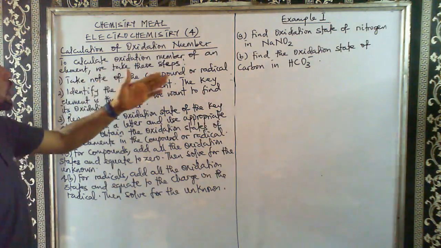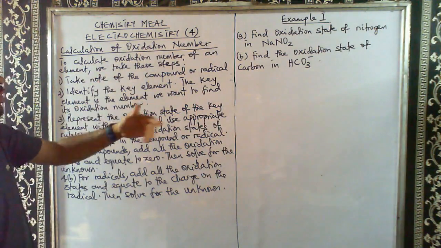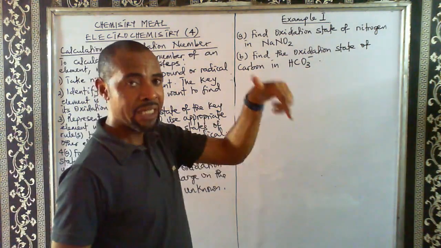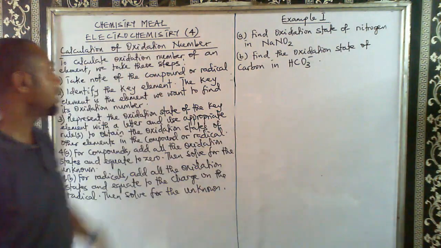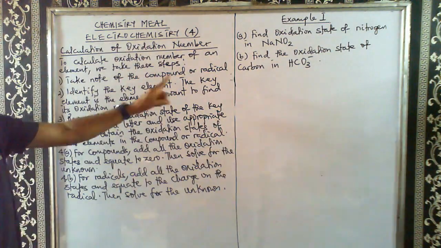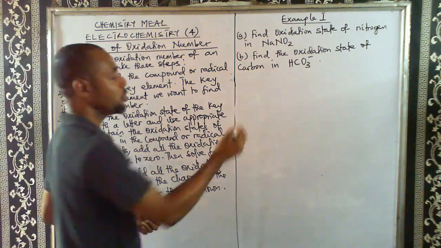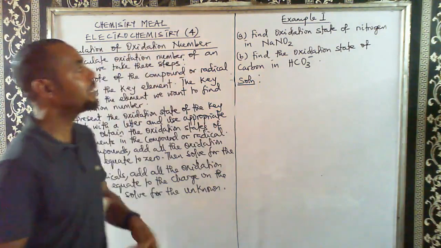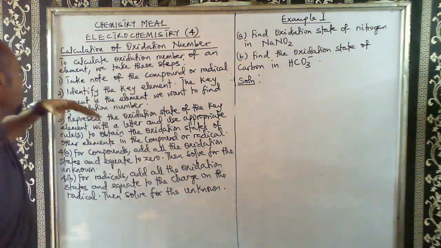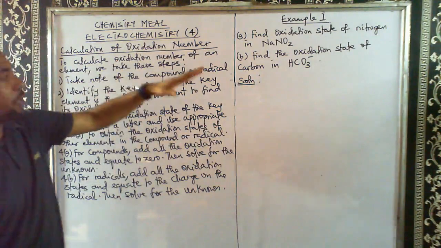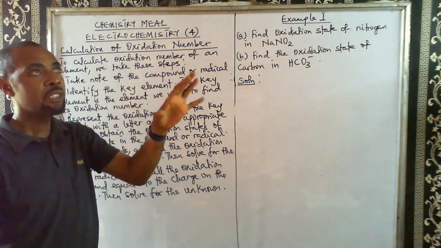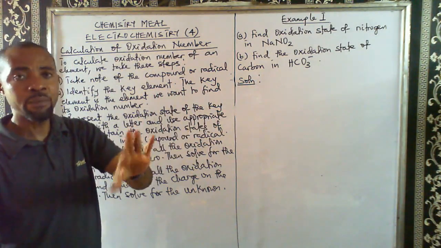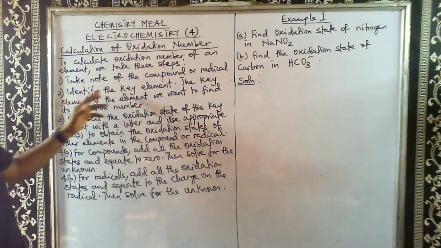So to calculate the oxidation number of an element in a compound or in a radical, we take these steps. Number one, take note of the compound or radical. We are going to apply these steps to some examples. That's the first thing. You look at what they gave you and identify whether it's a compound or a radical. Then identify the key element.